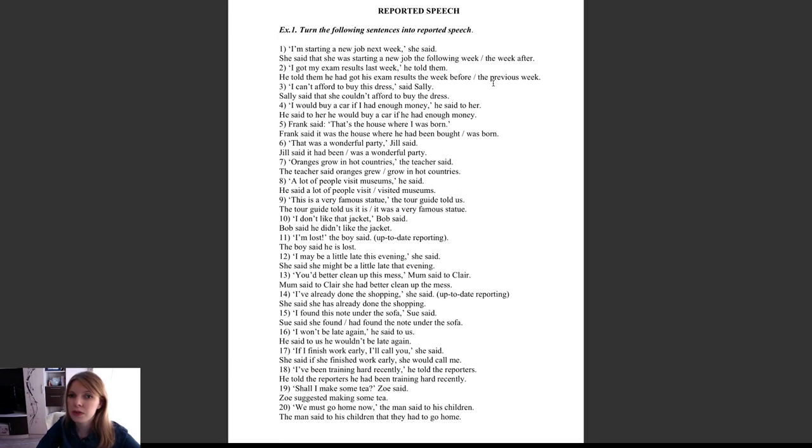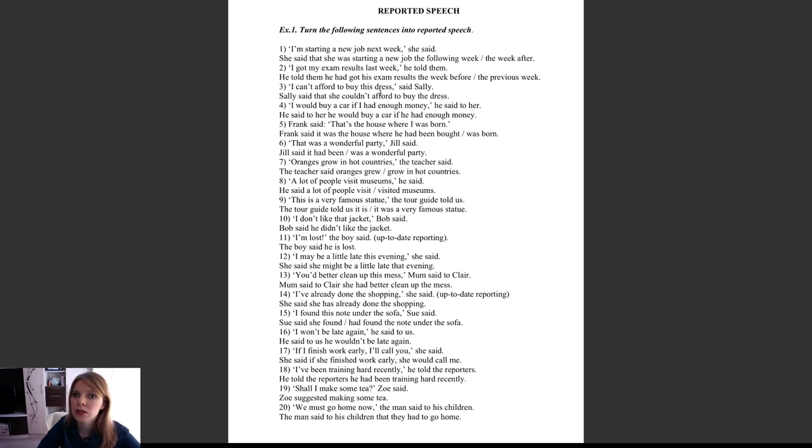Number three. I can't afford to buy this dress, said Sally. Sally said that she couldn't afford to buy the dress. So we change the modal verb can into the modal verb could.